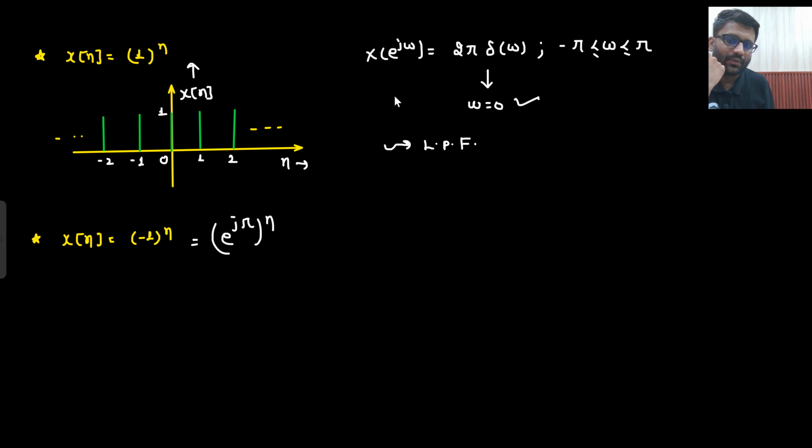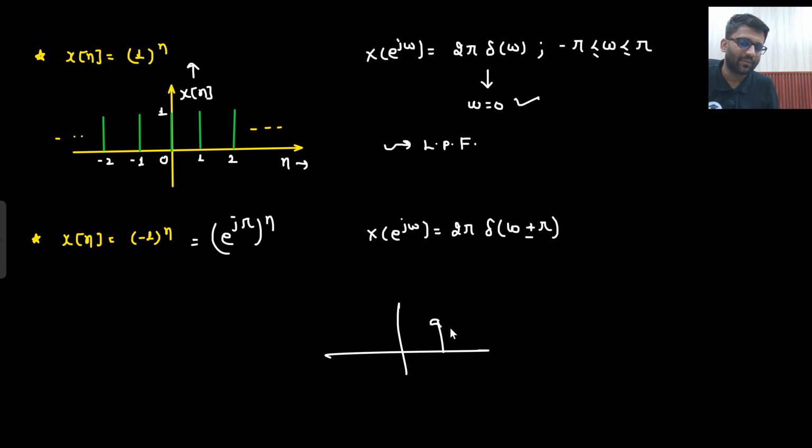So 1 to the power n has 2 pi del omega. So what will this have? This will have 2 pi del omega minus pi. And a similar thing at minus pi as well. So omega plus minus pi: 2 pi del omega minus pi would be there. So basically it will have an impulse at pi.